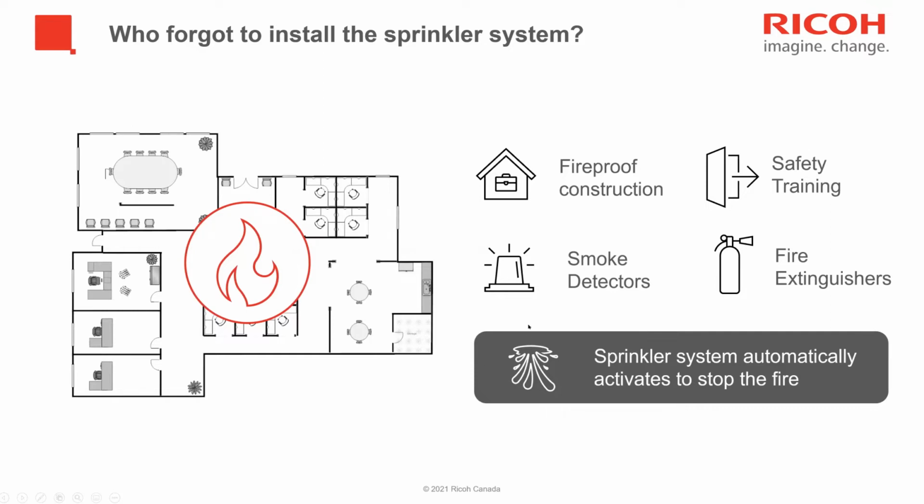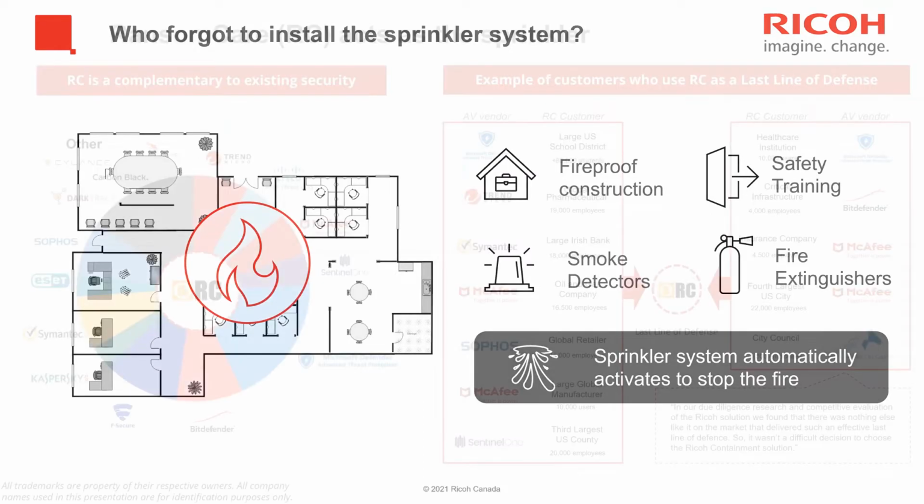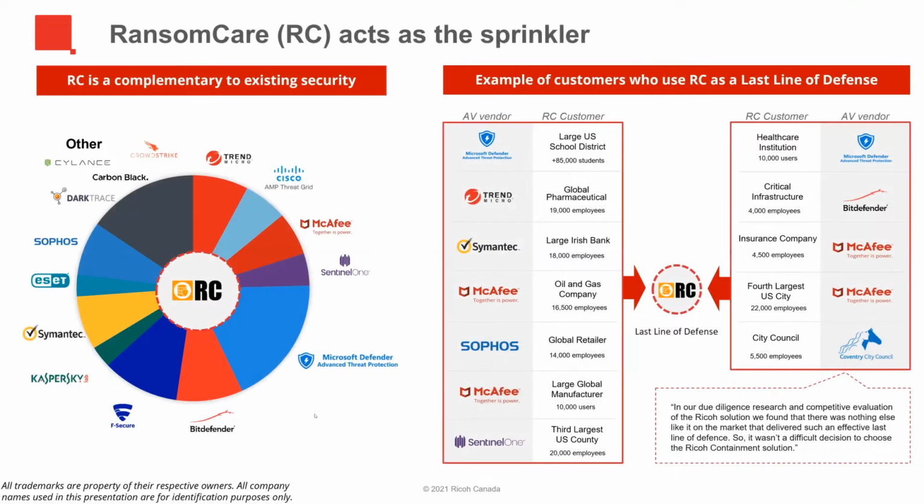And basically, the solution that we're going to show you today is a smoke detector and a sprinkler system rolled into one that just works on your data instead of your buildings. So this sprinkler system is complementary to all of the existing security solutions. We have customers that are using all of the endpoint security products and all the perimeter tools on the market. They have seen the benefit of putting this last line of defense in place.